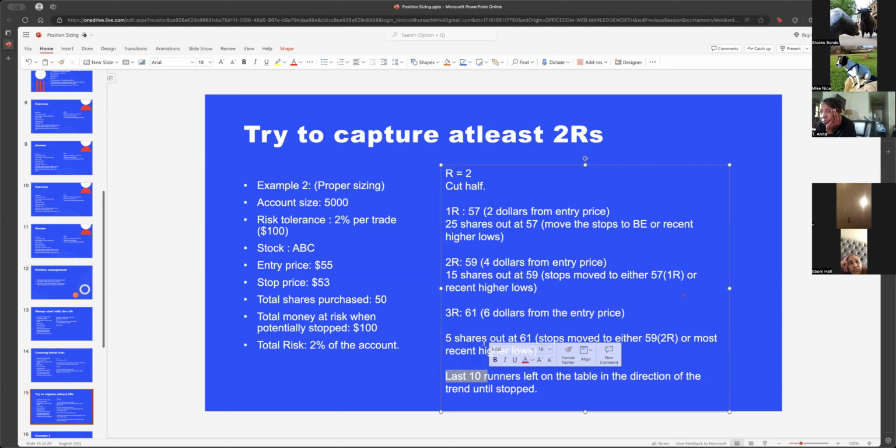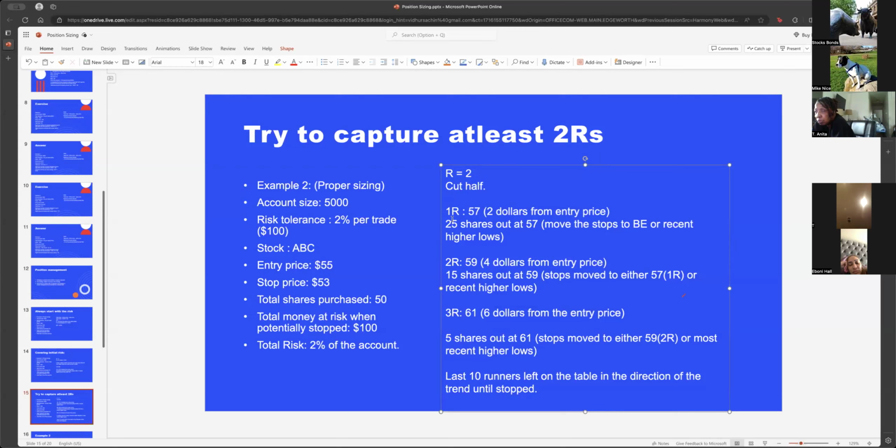All right, so let me repeat it again. 1R is nothing but 1 times your stop loss in profit. Here, the total risk is $2, which means 1R means $2 from your entry price to the upside. 2R means 2 times your risk. 2 times $2 is $4, which means $4 from your entry price to the upside. 3R means 3 times your risk, which means 3 times your stop loss. 3 times 2 is $6, which means $6 from your entry price, which is $61.